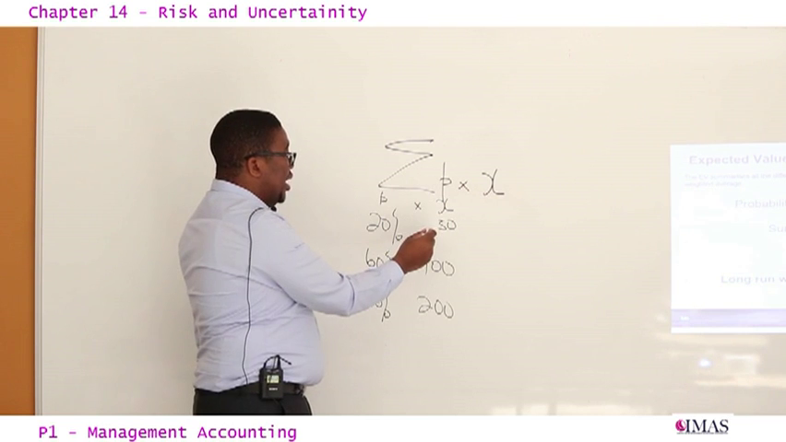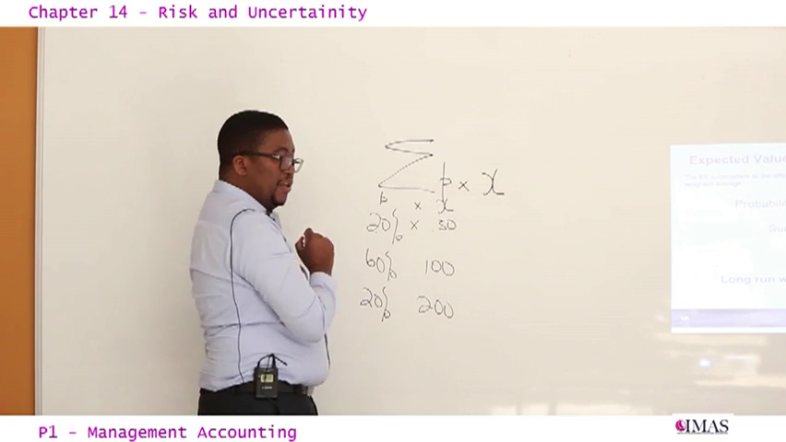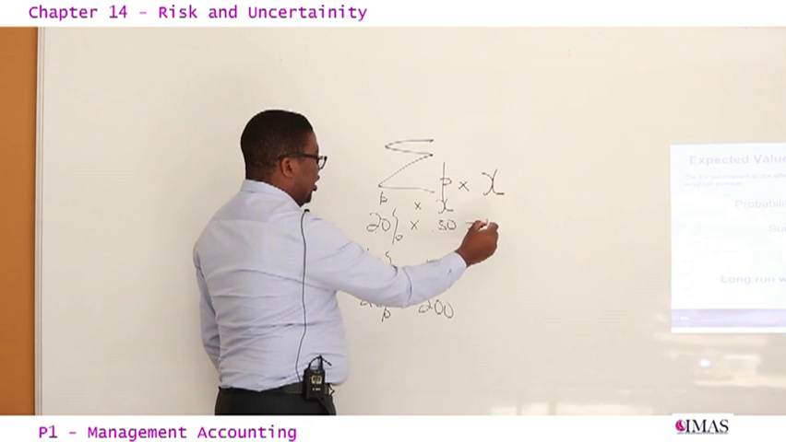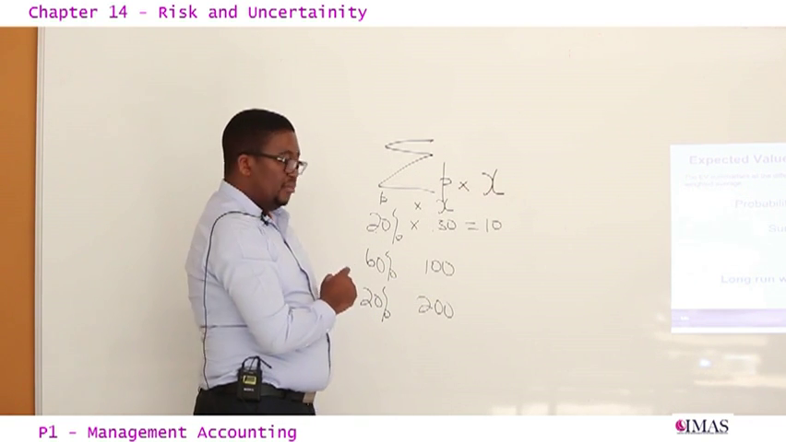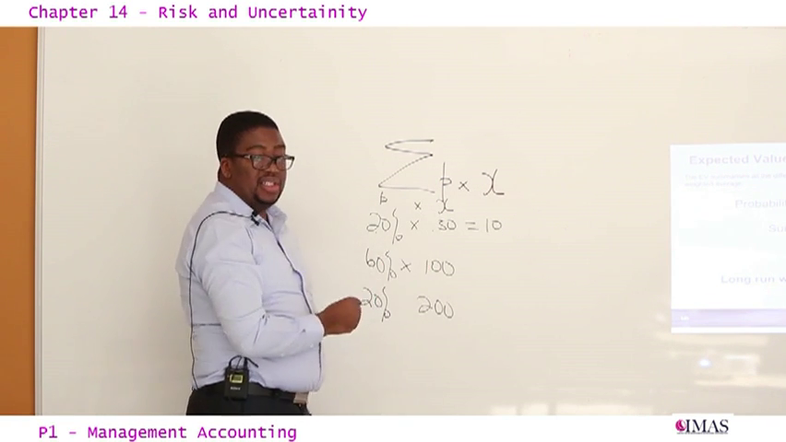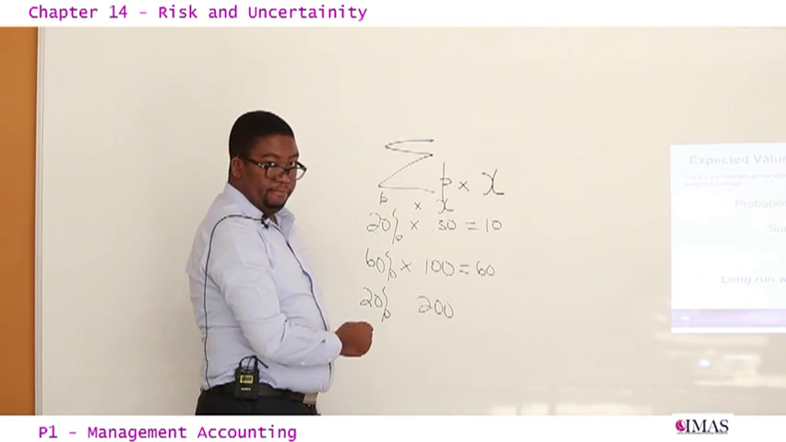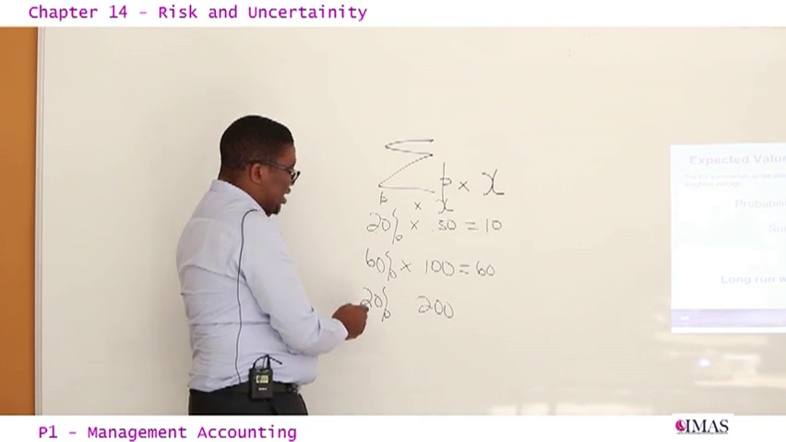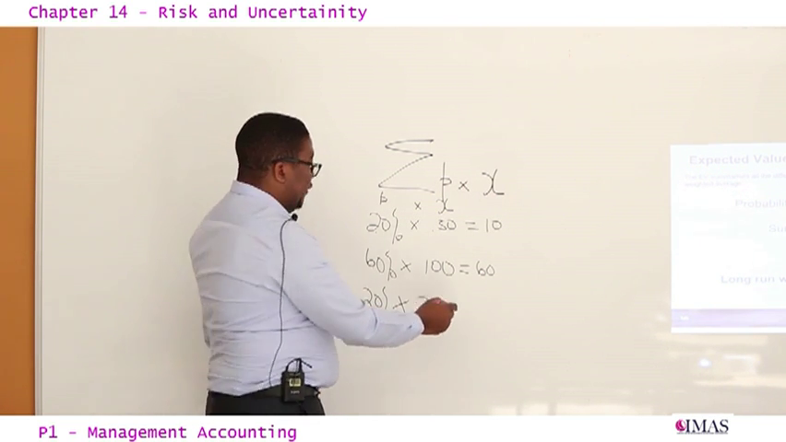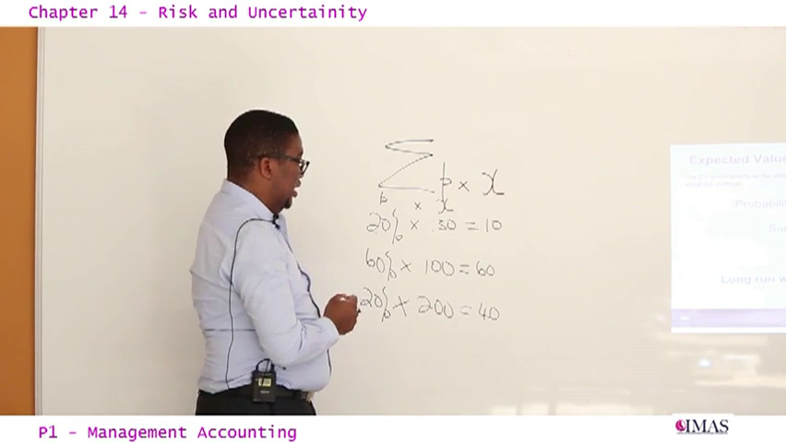Therefore, number one, you need to take the probability and multiply it by the possible outcome. The possible outcome here is 50. If we say 20%, which is the probability, multiplied by 50, how much are we going to get? You're going to get 10 students. Number two, 60% probability multiplied by 100 students, the possible outcome, will give us 60 students. And then there's a 20% probability that we will have 200 students. Therefore, the outcome is going to be 40.